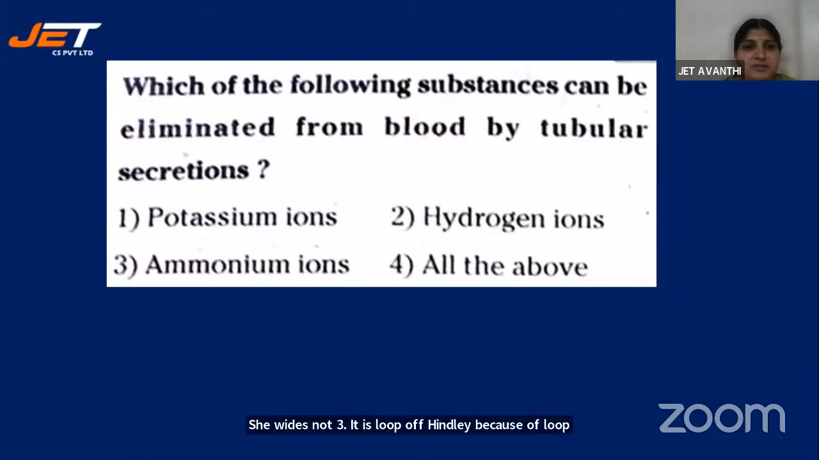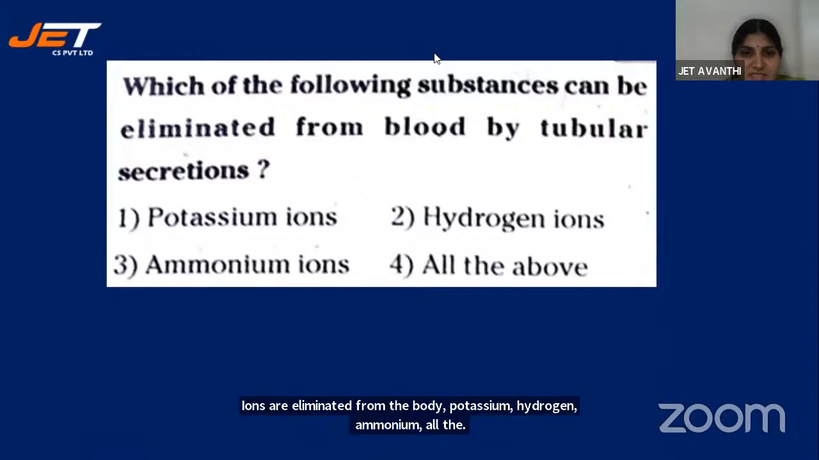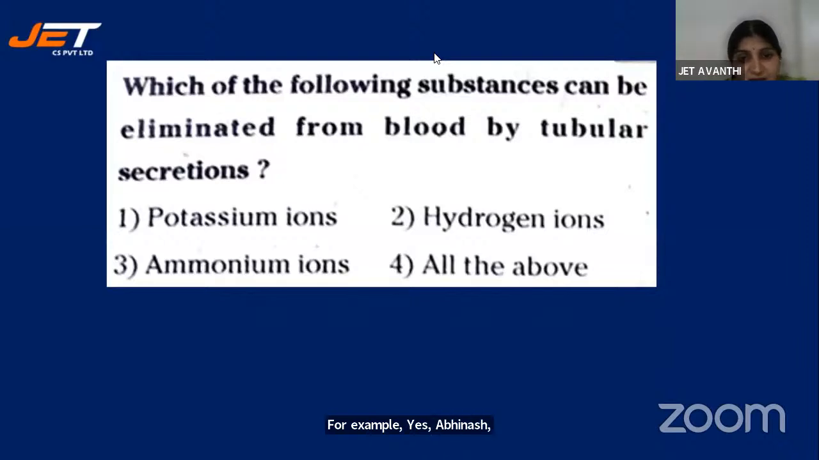Okay, next. Which of the following substances can be eliminated from blood by tubular secretion? So by tubular secretion, what ions can be eliminated from the body? Potassium ions, hydrogen ions, ammonium ions, and all the above. What's the answer, children? Yes, Shivani, Anthony, Avinash, Rakesh, Jessica, these people have given the correct answer. Shiva, it is all the above. All of them are removed from the blood.